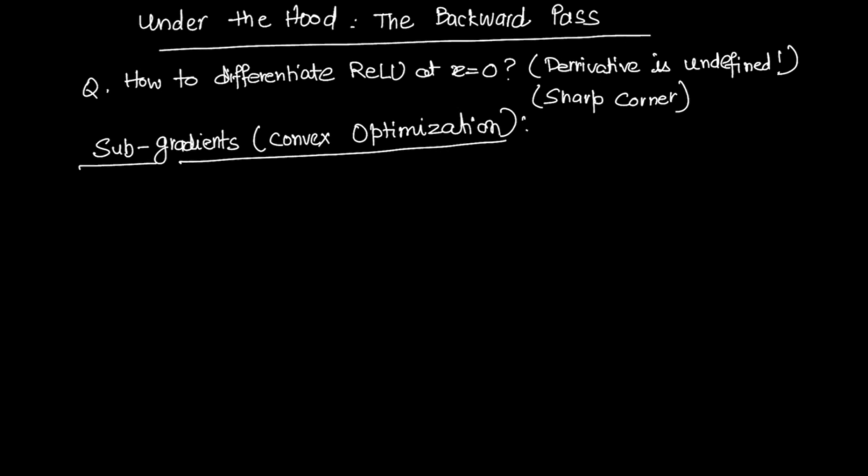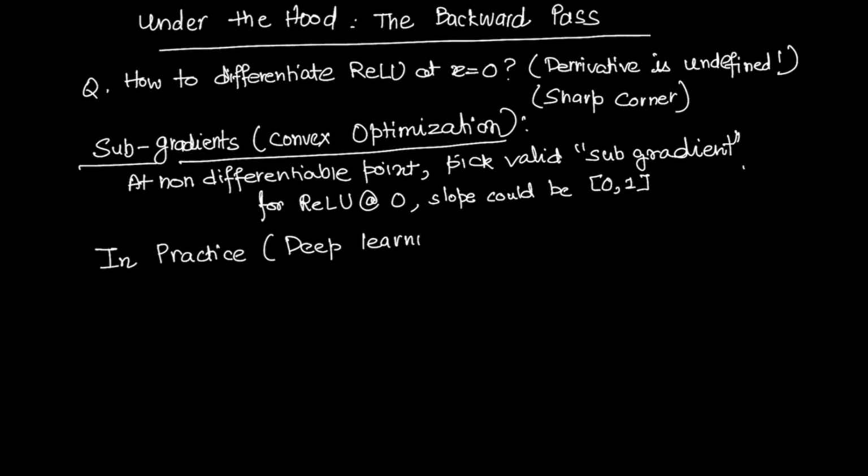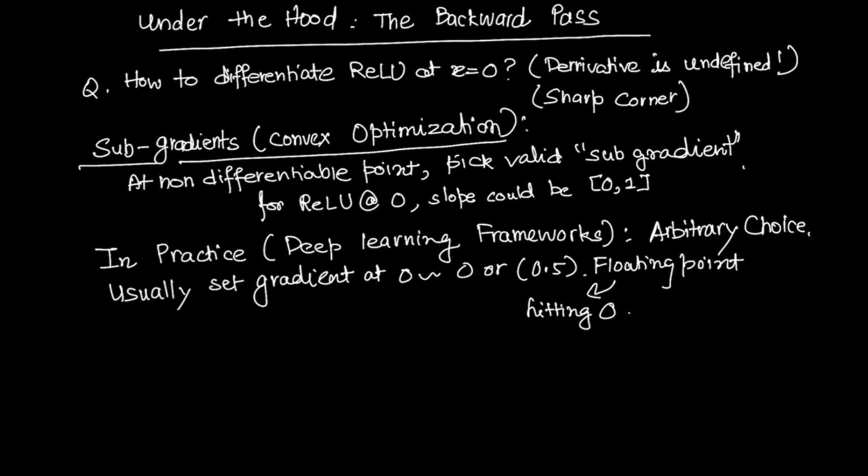The answer lies in the concept called subgradients. In convex optimization, if a function is not differentiable at a specific point, we can pick a valid subgradient from a range of possible values. For ReLU, at 0, the slope could theoretically be anything between 0 and 1. In practice, deep learning frameworks make an arbitrary choice. Usually, they set the gradient at 0 to be 0, or sometimes 0.5. It actually doesn't matter, because in floating point architecture, such as 32-bit or 16-bit floats, the probability of your weighted sum hitting exactly 0 with infinite precision is statistically negligible.